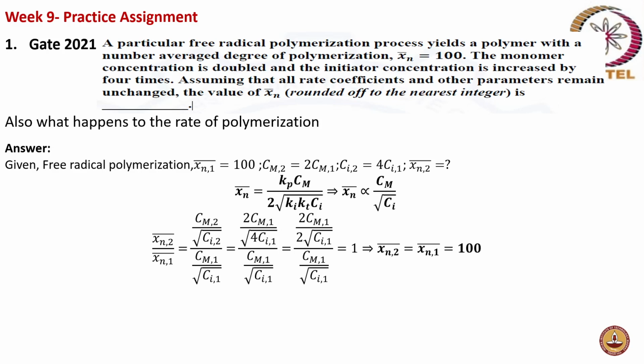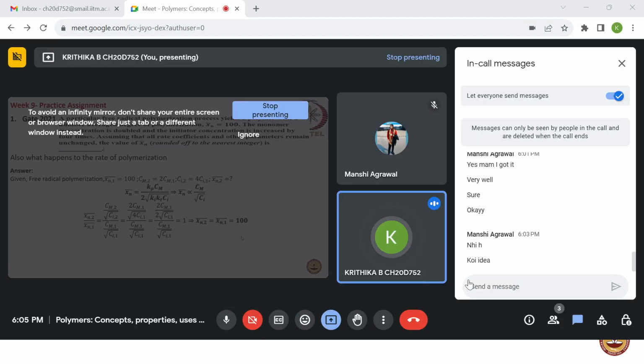So what happens in this case is that when you actually increase the concentration of monomer by 2 times and increase the concentration of the initiator by 4 times, your number average degree of polymerization does not change. So your xn2 is equal to xn1, that is equal to 100. Okay. You got it?